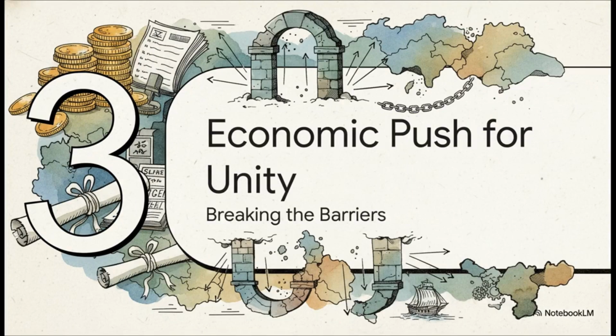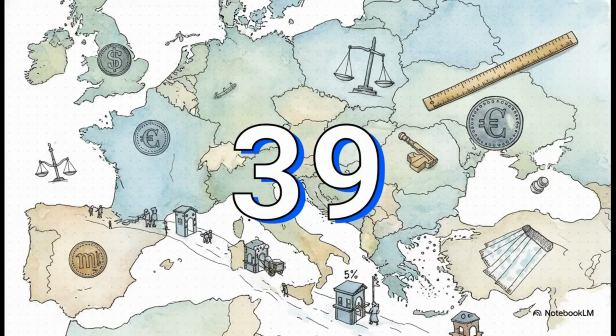Moving on to Section 3, the economic push for unity, breaking the barriers. Beyond just political freedom, this emerging commercial middle class recognized a pretty harsh reality. True power required economic freedom. They desperately needed to abolish state-imposed restrictions on the movement of goods and capital. To really understand their frustration, think about the number 39. Napoleon had left behind a German confederation of 39 separate, distinct states. And get this, each of those 39 states possessed its own currency and its own completely different weights and measures.